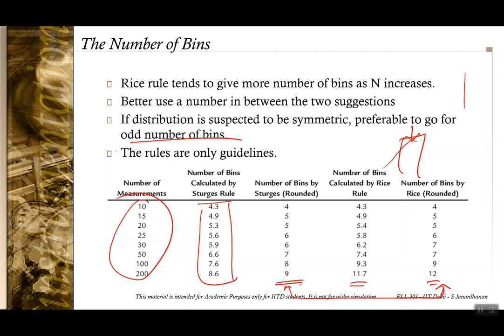Okay, note that these rules are only guidelines. They need not be strictly abided by. If you feel that based on your data the number of bins has to be chosen different from what is predicted by these rules, you can do so.